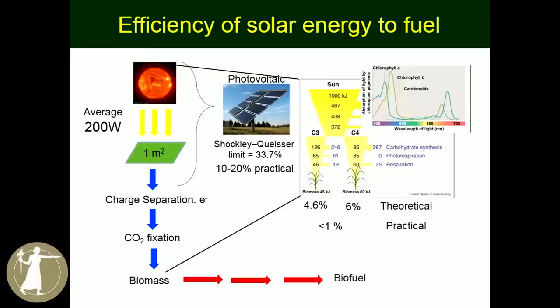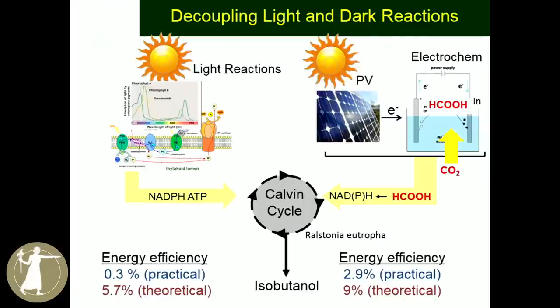So if we can somehow combine the efficiency of photovoltaic systems with some biological processes, maybe we can do better. And one way to do that is to replace partially the photosystems, which convert sunlight to ATP and usable electrons called NADPH. We replace these photosystems with photovoltaic cells, which generate electricity, and then we use that electricity to reduce carbon dioxide to formic acid. And then formic acid can be used to donate electrons to power the Calvin cycle to fix CO2. And then we steal the intermediate from the Calvin cycle to make fuels.